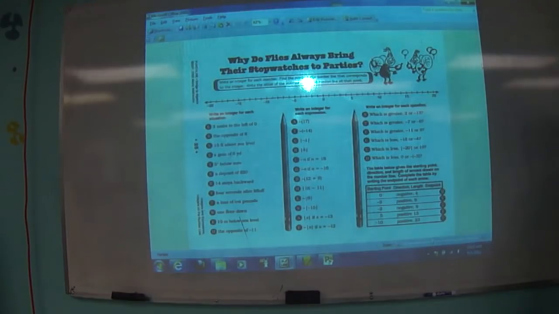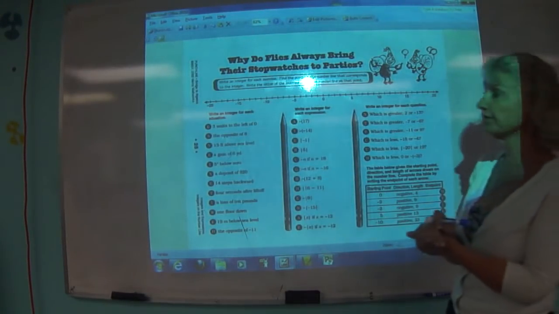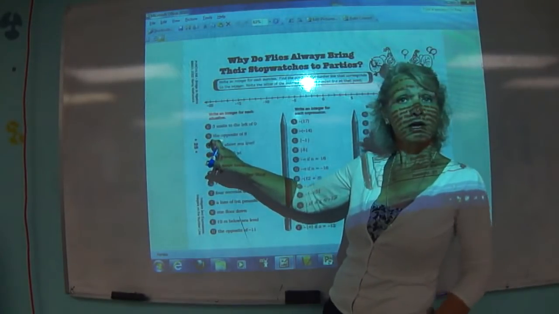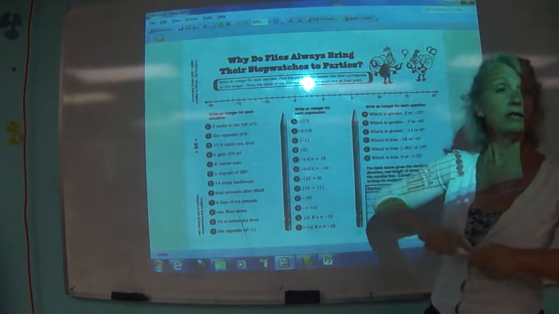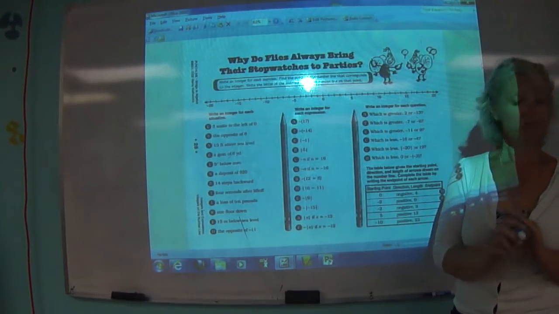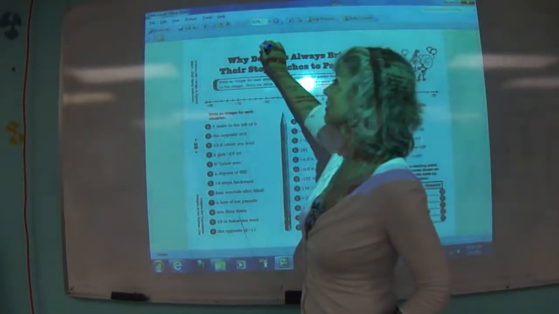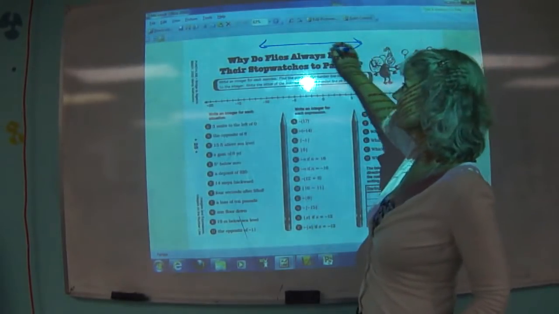Again, we're looking at the number line, but we're looking at different parts of the number line. For instance, 3 units to the left of 0. When we look at a number line, we always start at 0, just like the coordinate plane. We always start at 0.